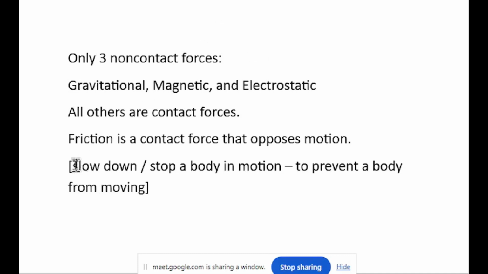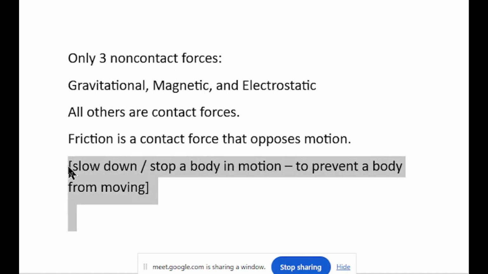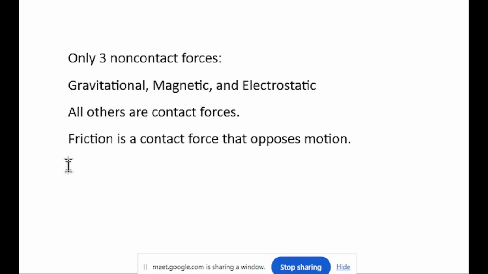So this is the book definition. Friction is a contact force that opposes motion. But for our purpose we will remember that friction means rubbing. Whenever there is friction, there is rubbing between two things. So what are the cases where you can rub?